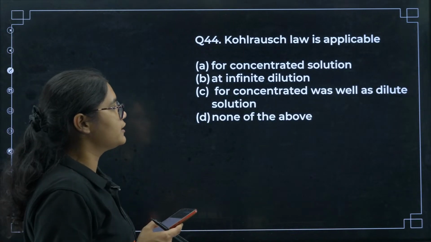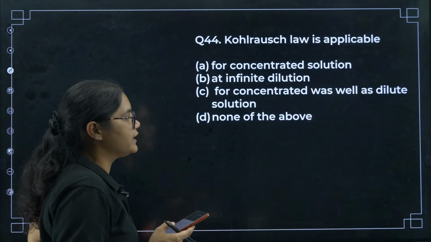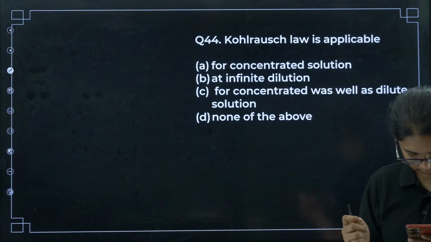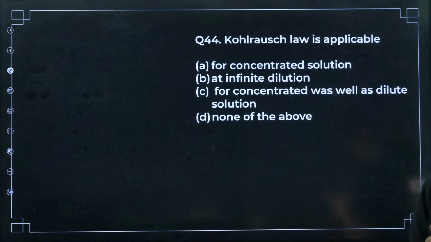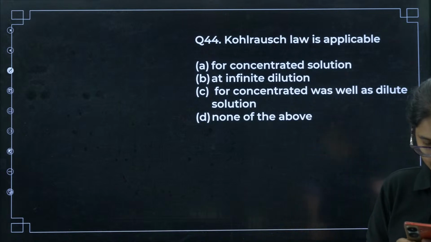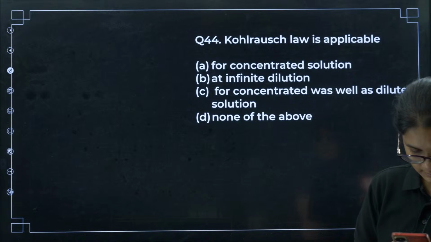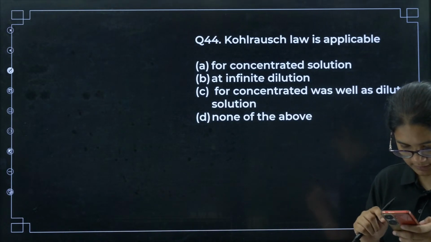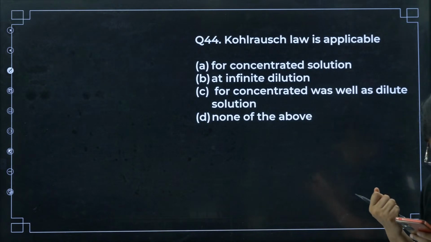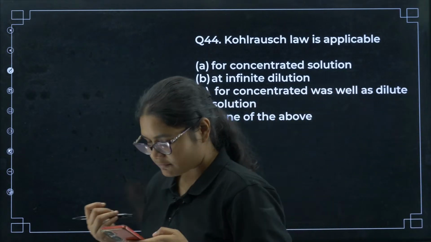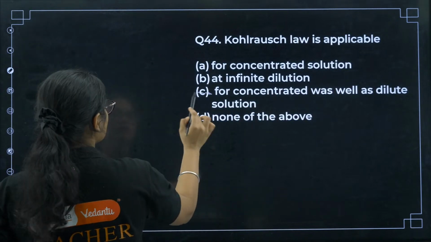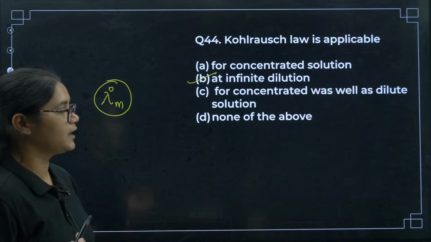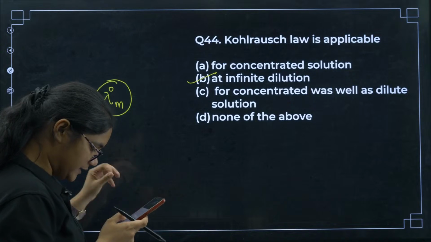Next, question number 44. Kohlrausch's law is applicable for concentrated solution, infinite dilution, concentrated as well as dilute solution, none of the above. Yes, 44 is a direct question. 44 is B, at infinite dilution. We write it like this, right? Molar conductivity at infinite dilution, that is limiting molar conductivity. B will be the answer here. Nobody has given the correct answer.